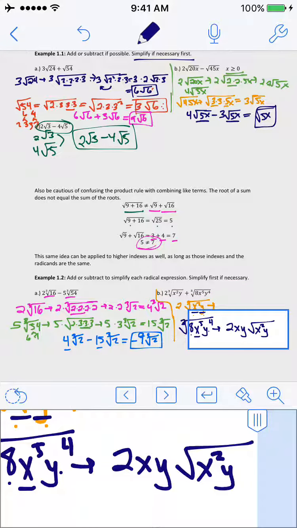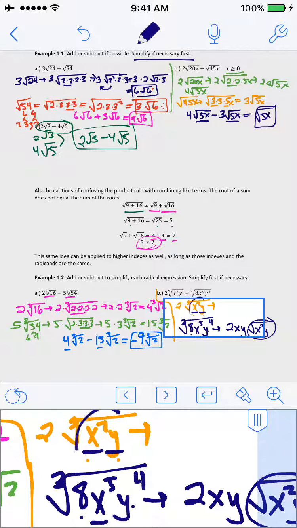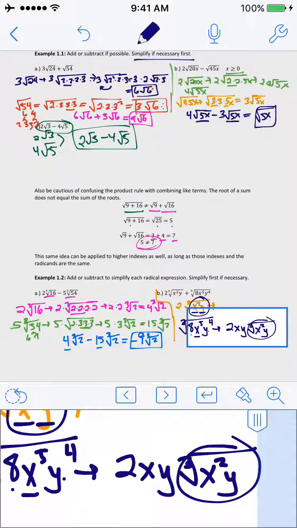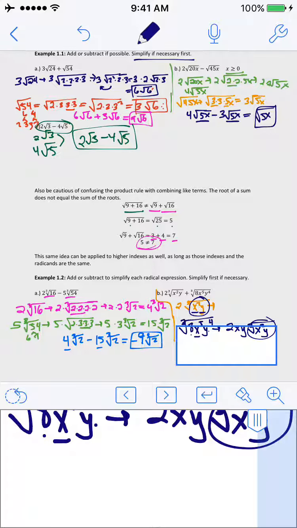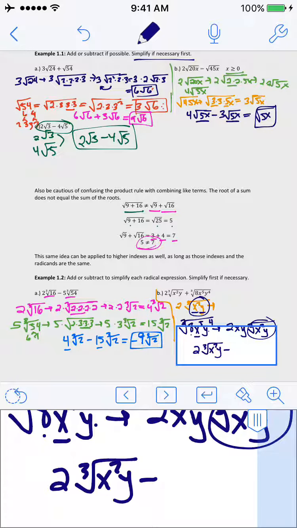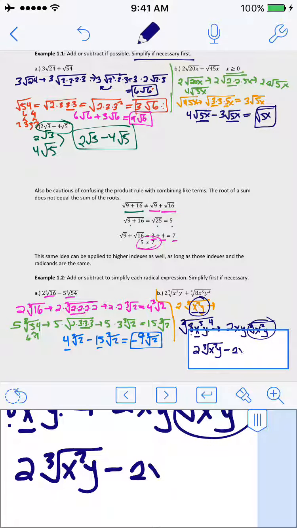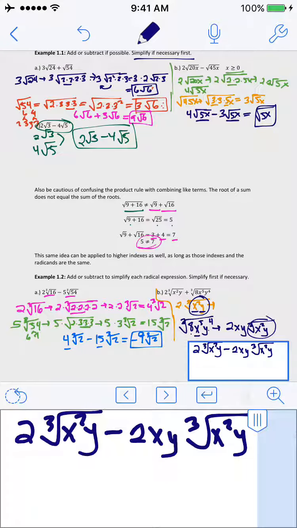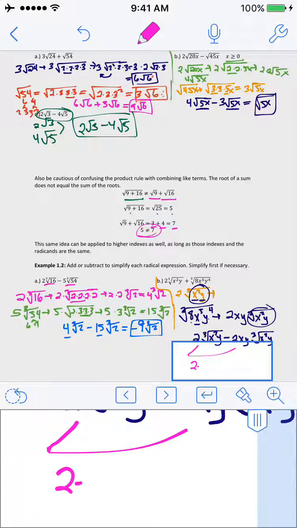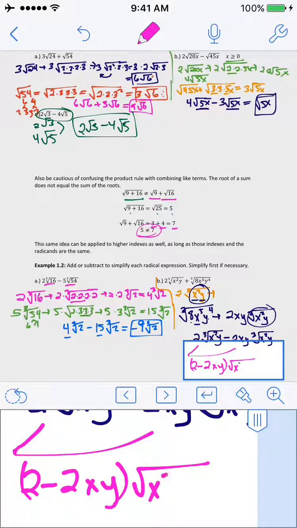That's not a guarantee, but now the radical parts match. And I'm so sorry, this is still the cubed root of x squared y. So let's go ahead and subtract these two now. I have 2 cubed root of x squared y minus 2xy cubed root of x squared y. Alright, I will apply the distribution property, which says I can take both of these out. I have 2 minus 2xy times the cubed root of x squared y.